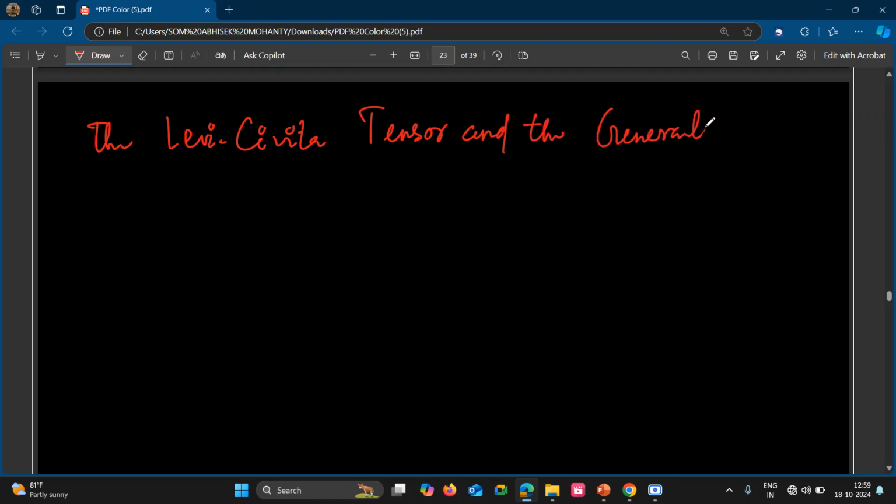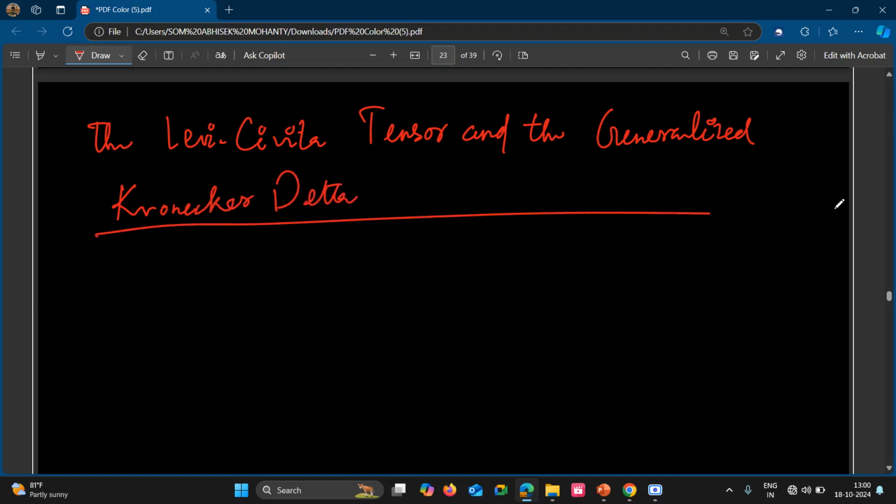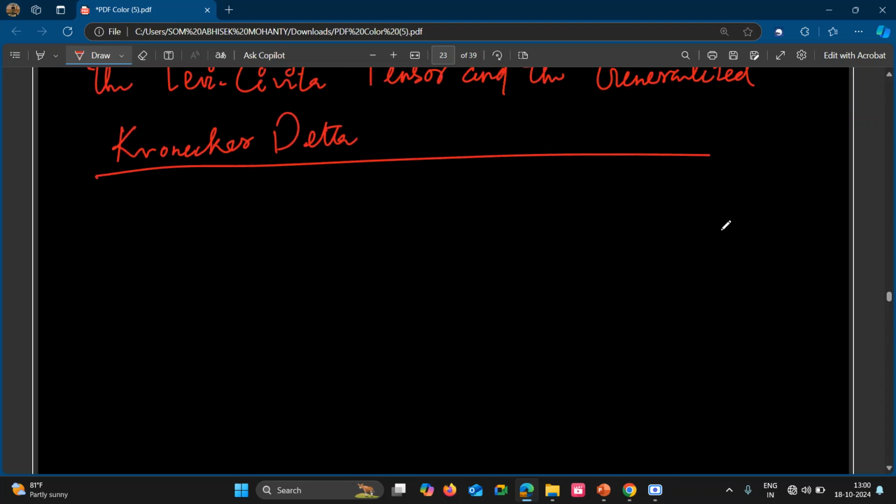Next we will do the Levi-Civita tensor, this one is epsilon, and the generalized Kronecker delta. The Levi-Civita tensor and the generalized Kronecker delta. In D dimensions, the maximum rank completely antisymmetric tensor is proportional to the Levi-Civita tensor.